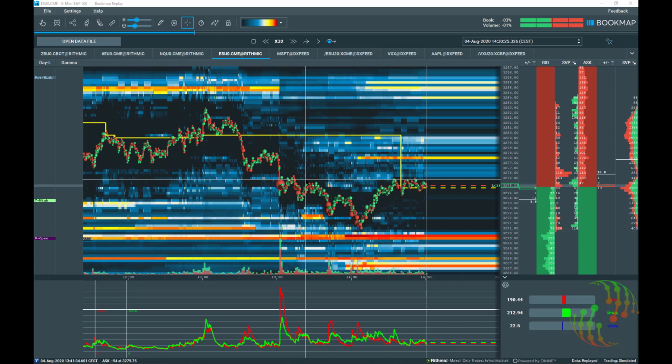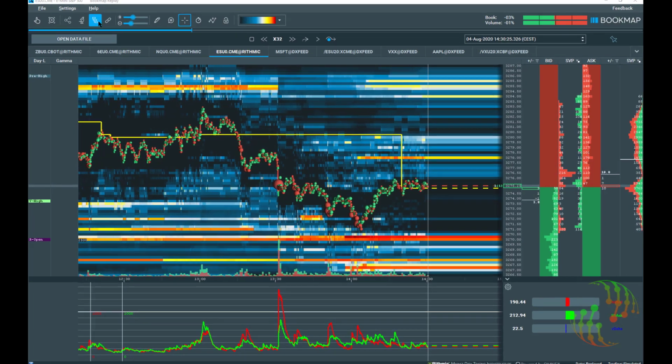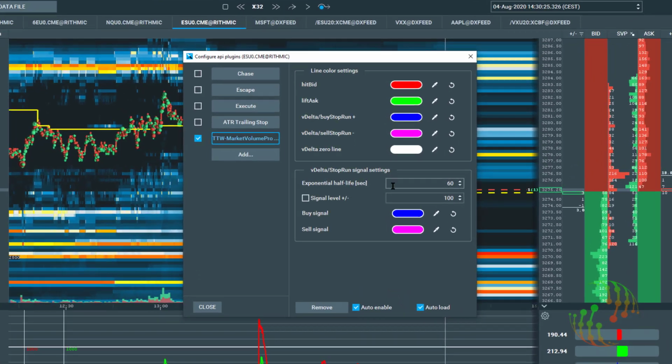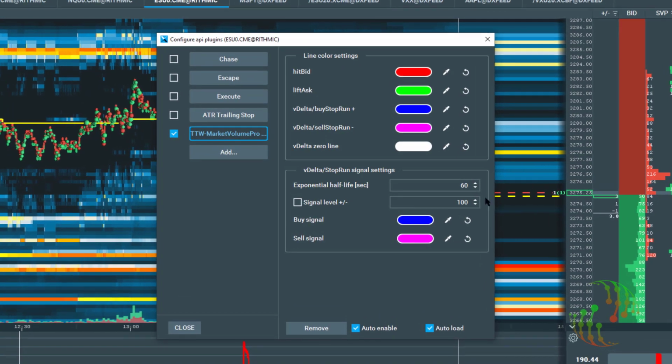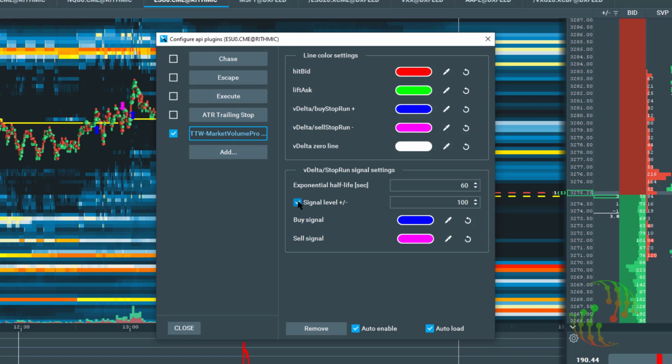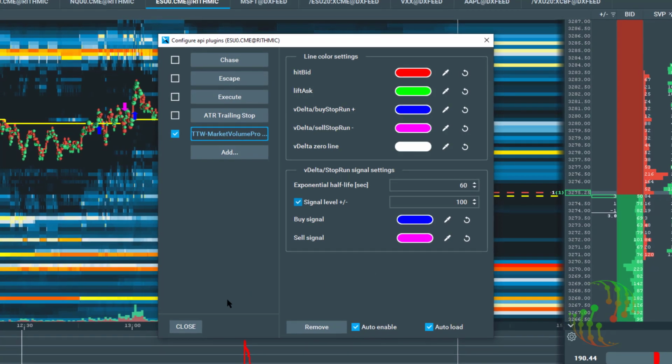Coming to the signal levels we introduced in TTW-MarketVolumePro version 2. For better understanding of market actions, signal levels disclose when buyers or sellers start to lead. That happens when you define a numerical threshold in the add-on settings. For example, my favorite is 100 for the ES future. When you activate it by checking the box in front of signal level, the indicator will start to plot arrows in your selected Bookmap chart.